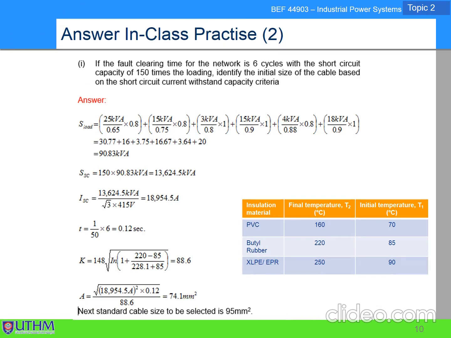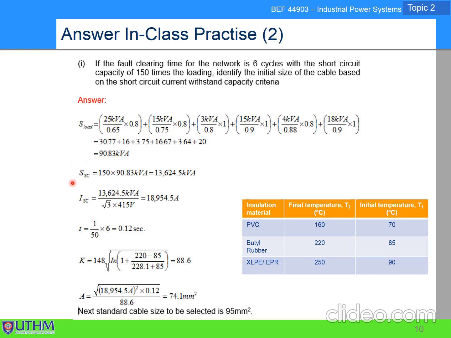Okay, this is the answer for question number 1. Firstly, we have to add all the S load for all loads given in the table. To get the S load, we have to use this formula: S divided by the efficiency, times the utilization factor. So we have to add all the S for all loads, and then we get the total load here. This load is equal to 90.83 kVA.